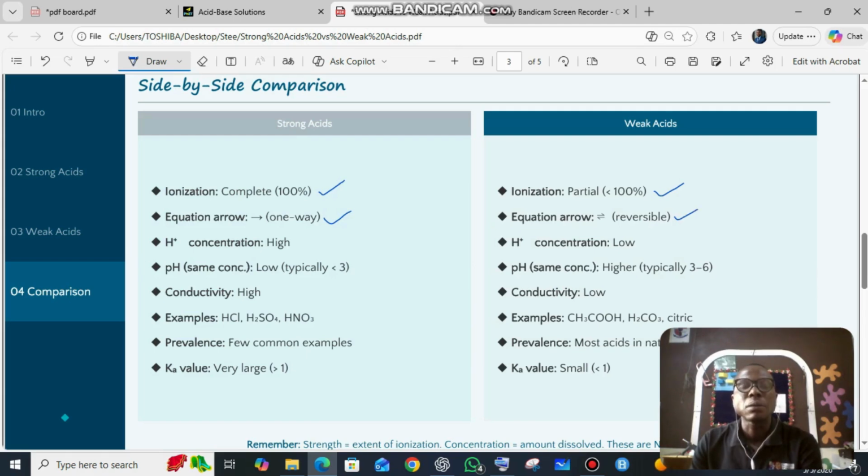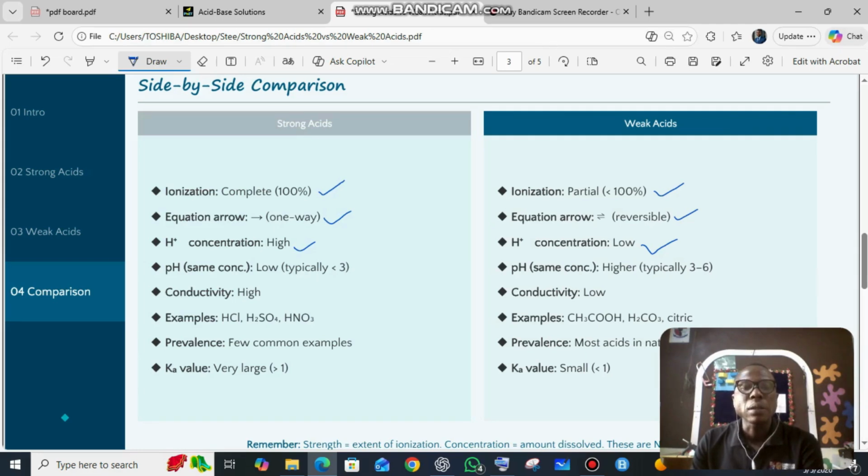Then in terms of hydrogen ion concentration, because acids, when they are dissolved in water, produce hydrogen ions, the concentration determines if it's a strong acid or a weak acid. When you have a high concentration of hydrogen ions, then it is a strong acid. When we have a low concentration of hydrogen ions, then what you have is a weak acid.